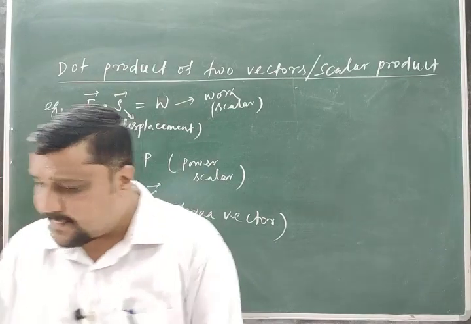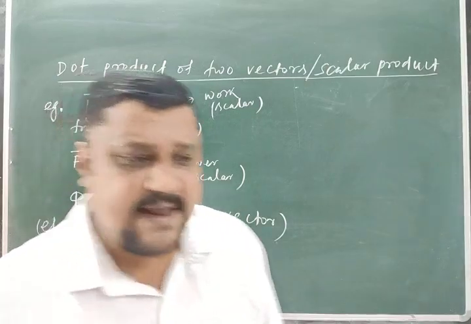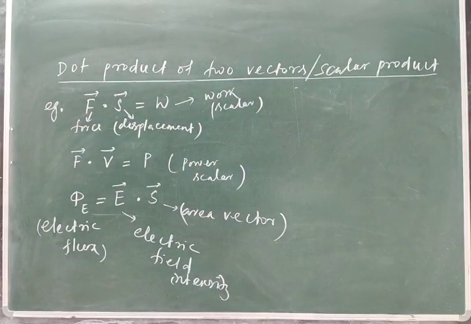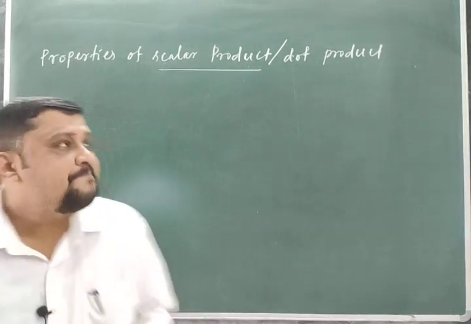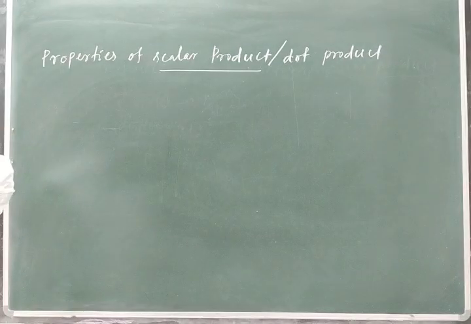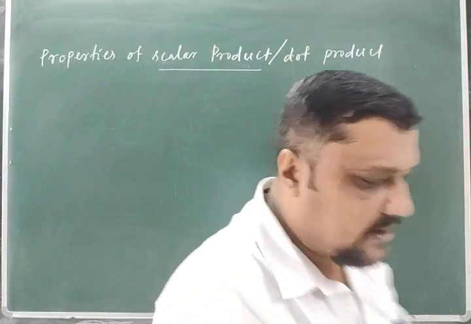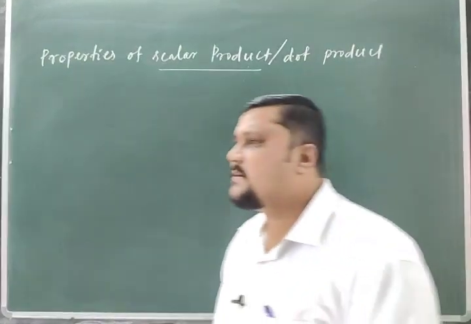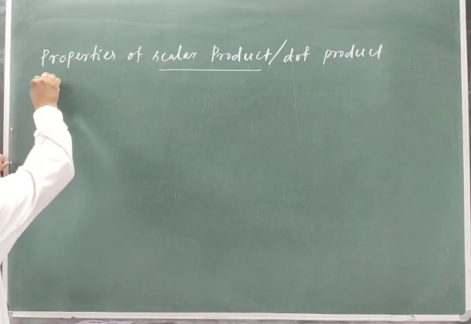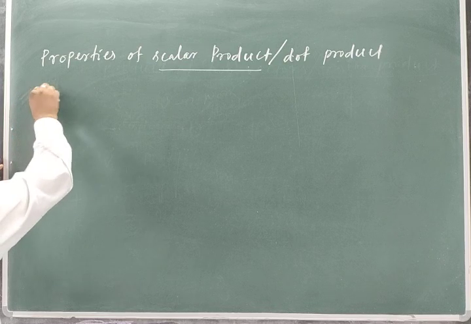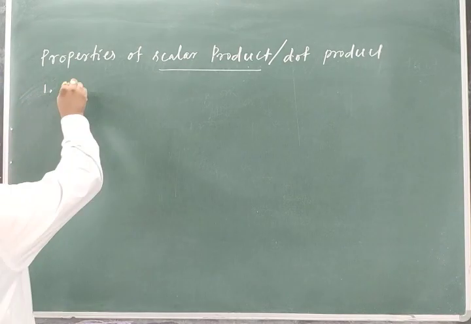Now we go for the properties of the dot product, or scalar product. Now let me erase this. Come to the properties of the scalar product, which can be called the dot product. We will discuss some of the properties. So the first property, number one: the dot product is commutative.